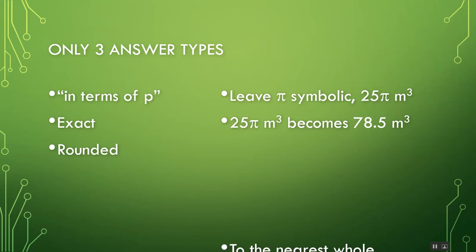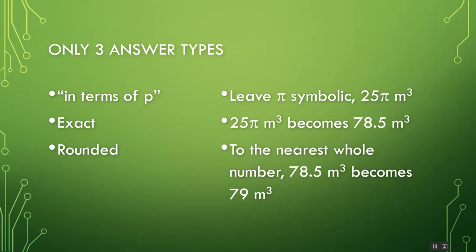Okay. Rounded to the nearest whole number, 78.5 meters cubed becomes 79. That 0.5 rounds up. And so when you take that, 78 becomes 79. Okay. What if it said round off to the nearest tenth? Nearest tenth, well, 0.5 is in the tenths place, and we would leave it that way.